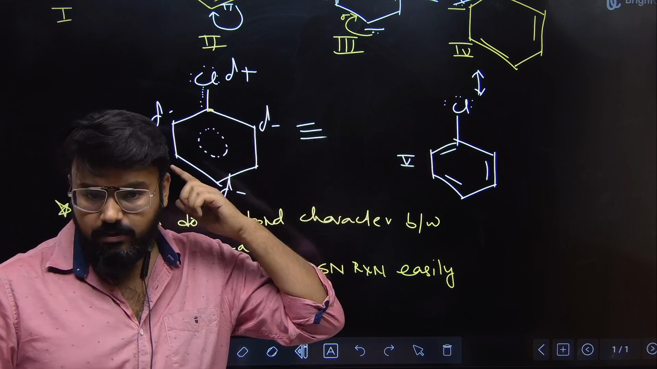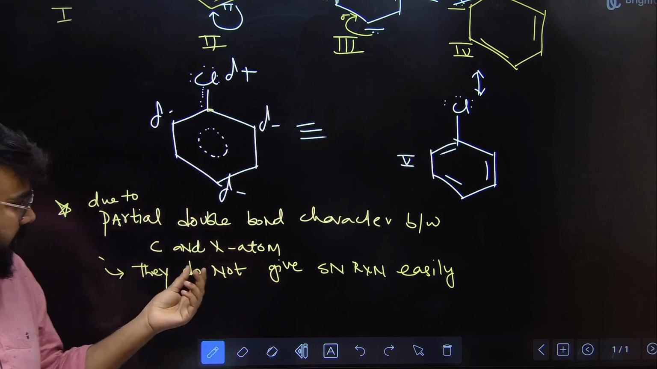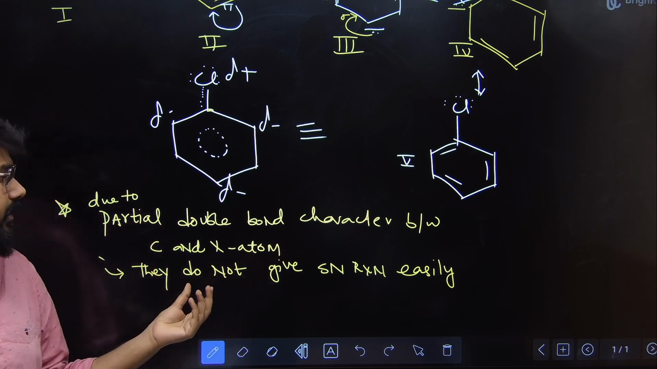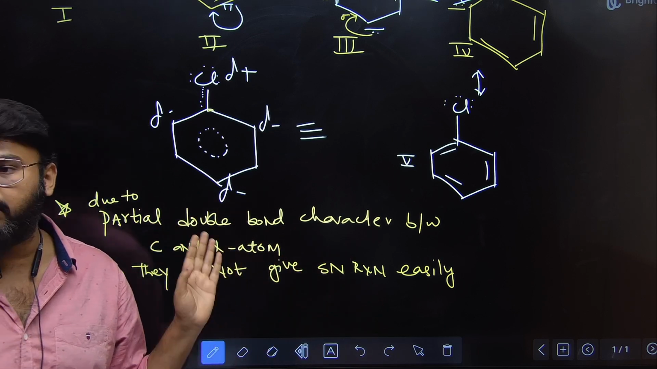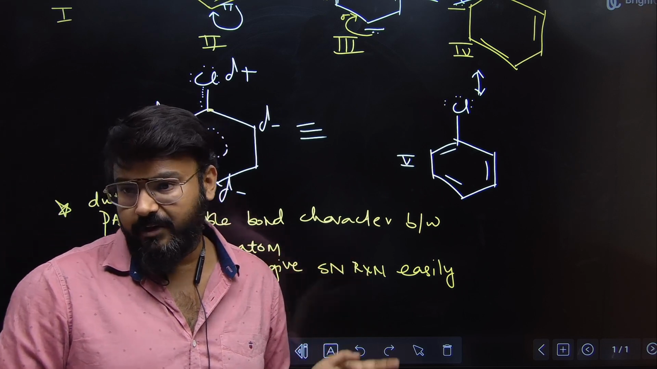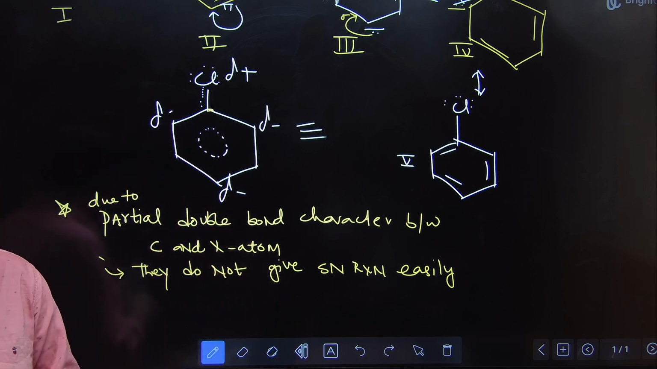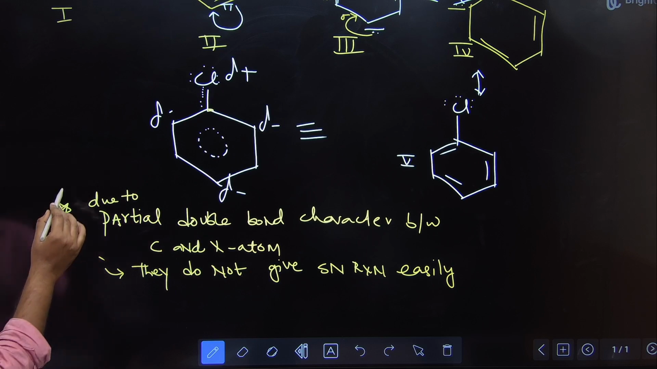Due to resonance, the CX bond strength is very, very strong, with partial double bond character, and that is why it doesn't tend to give nucleophilic substitution reaction easily. Mark it as a very important board exam question because it has come almost every year, directly or indirectly, in MCQs, in 2 markers, in 3 markers. But this is the first reason.